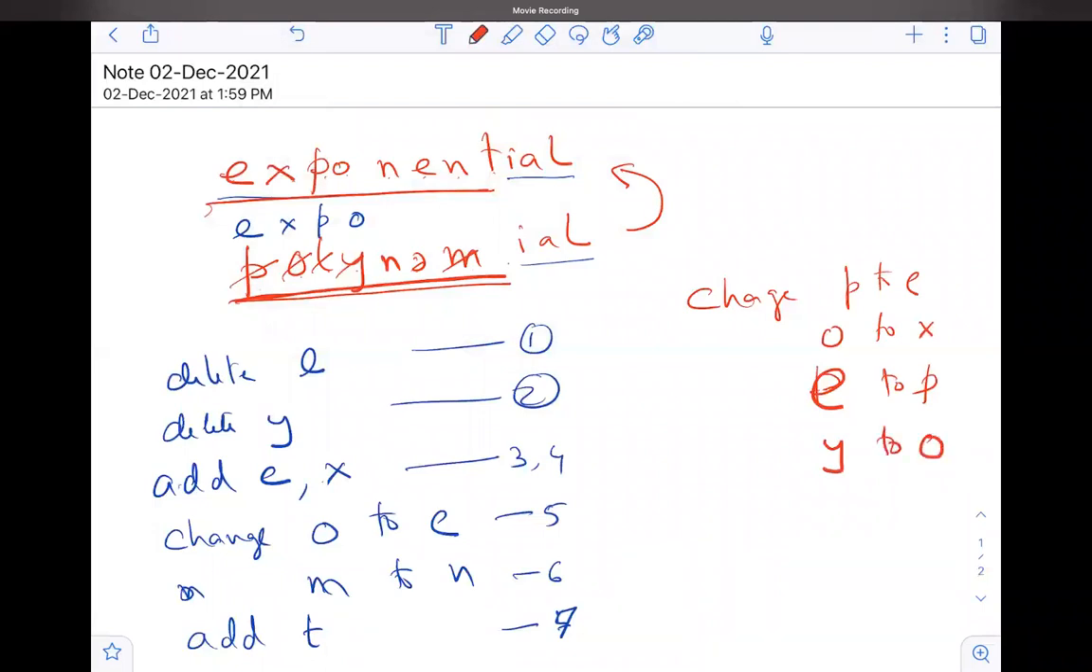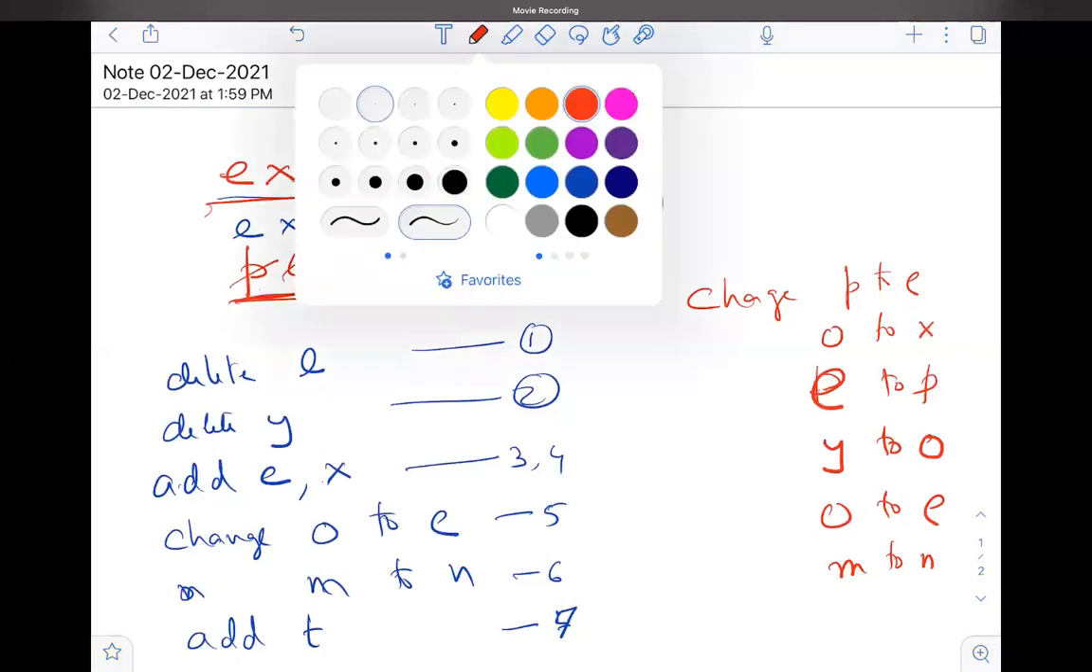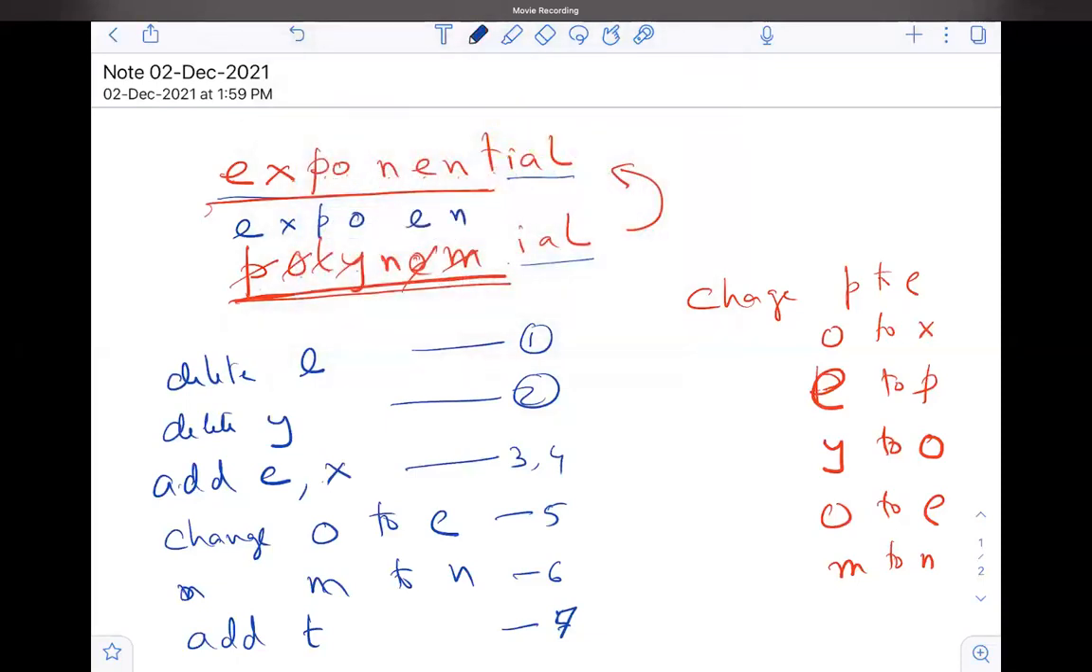Then N I don't change. This was an O, right? Then this O, you change it to E, and N to N. So this becomes E and this is N. And now add T over here. Now how many? 1, 2, 3, 4, 5, 6, 7. See, there are another 7 changes, 7 changes through which I can change polynomial to exponential.